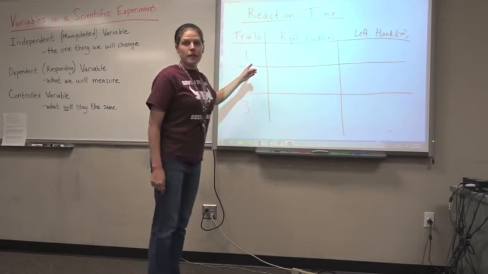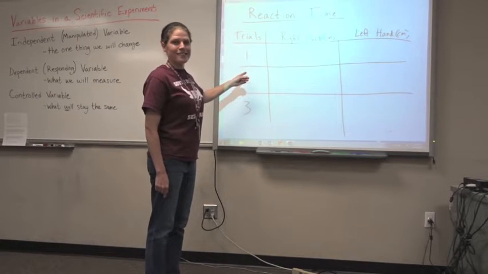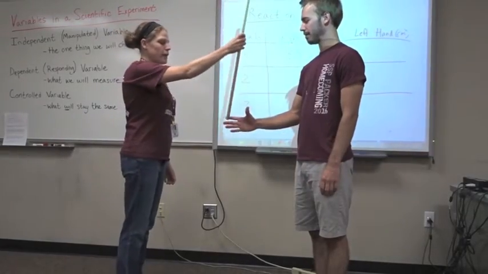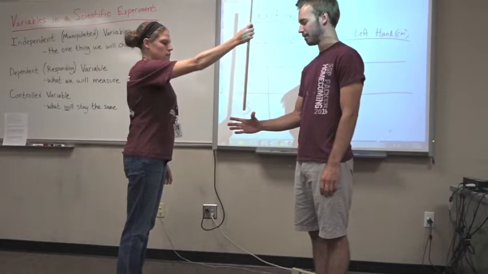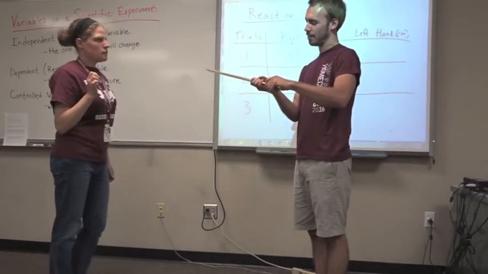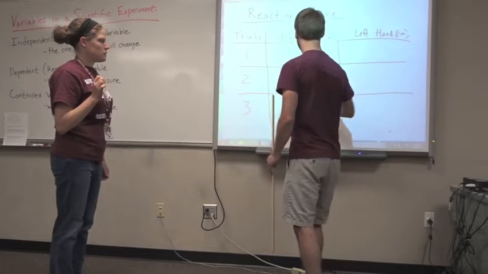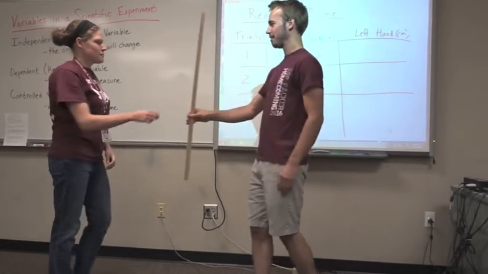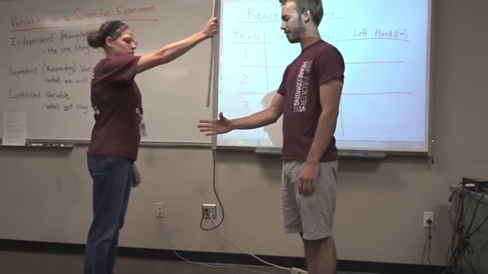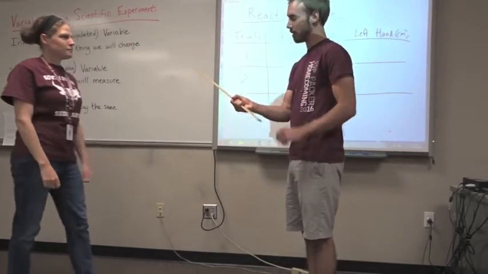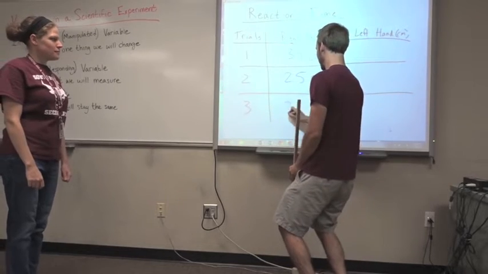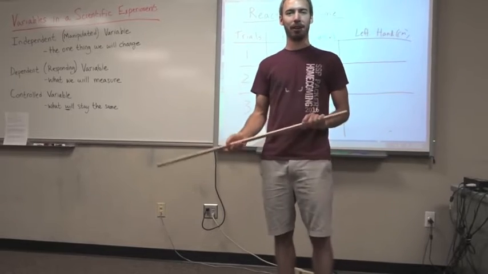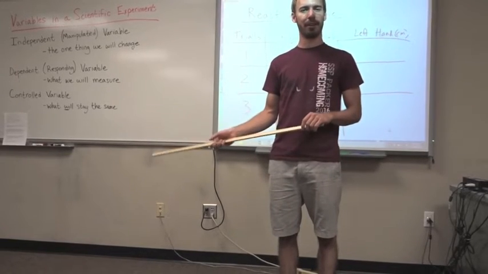He will use this data table to organize his results. Trial 2. Right hand. 25 centimeters. Next try. Trial 3, right hand. 27 centimeters. So what I'm doing here is I'm recording the distances that the meter stick fell in each trial.